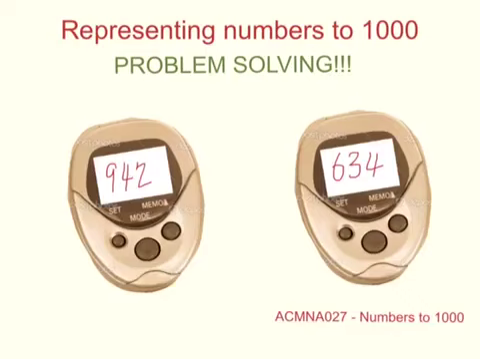Now you will notice in this screen you can see something that looks a bit like a clock, and there are two of them. This thing is called a pedometer and they read how many steps that you do. In this one we can see that this person has done 942 steps. This one has done 634 steps. So let's go and solve a problem together about representing numbers to 1,000.